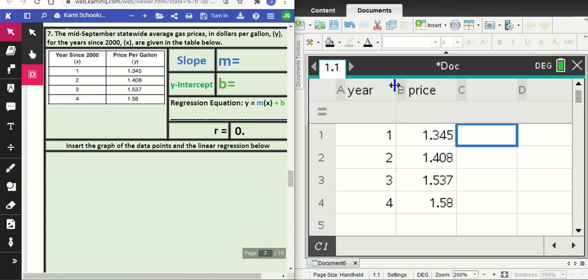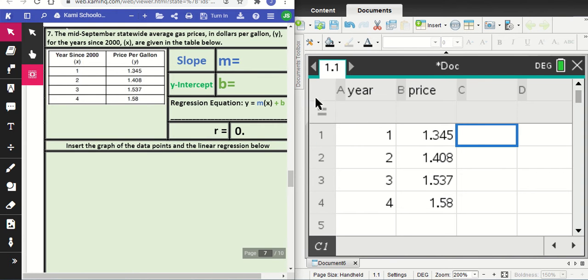Okay, number 7. Mid-September statewide average gas prices in dollars per gallon for years since 2000 are given in the table below. So the first thing I'm going to do is add a list and spreadsheet page and put in our data. 1, 2, 3, 4, and then our Y values as well. Make sure all your data is correct before you go to cell C1.